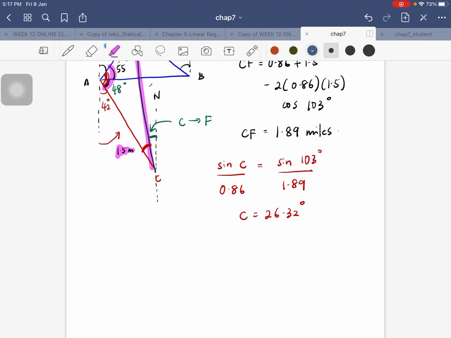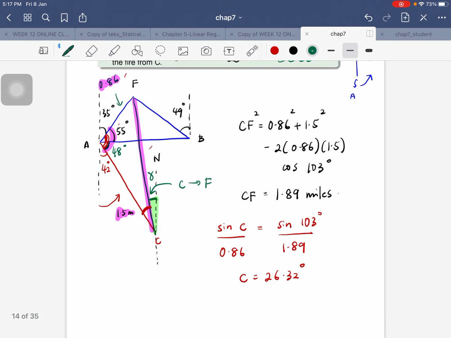But the thing is that we don't want the angle C, but our bearing should be here. It should be from the north. Okay, so how do we figure out the angle right there? So let's say this angle over here, I'm going to call gamma. So how do we find the value of gamma?